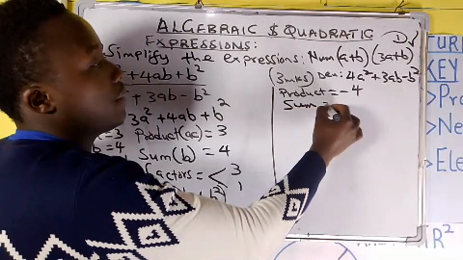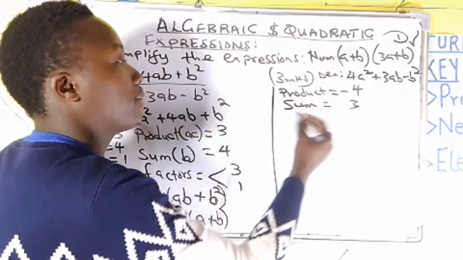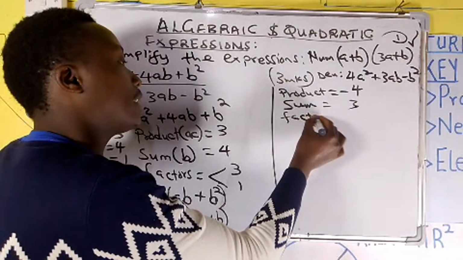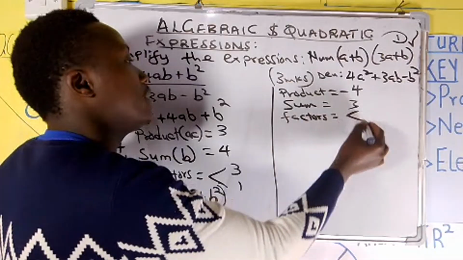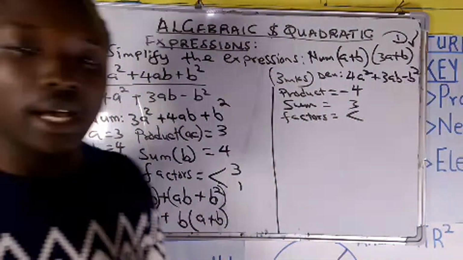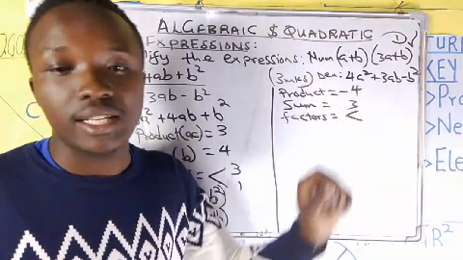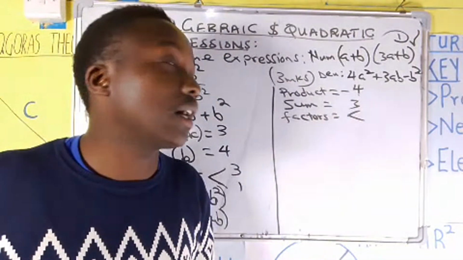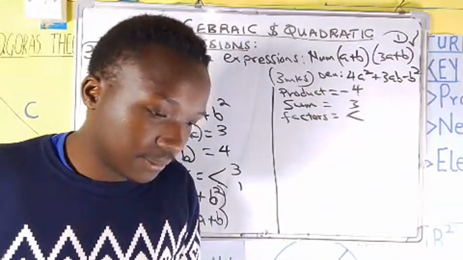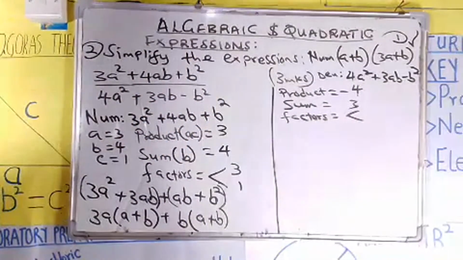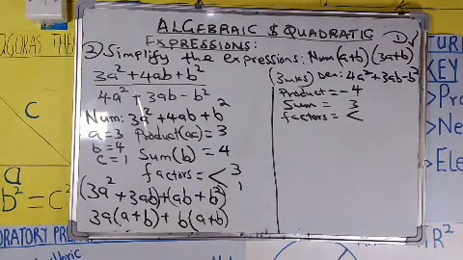Our sum will be our B, which is 3. So I want you to give me two factors which, if we multiply them, give us minus 4, and if we add them, give us 3. So kindly give me those factors. Give me those factors. Nipe hizo factors. Tutatumia gani?